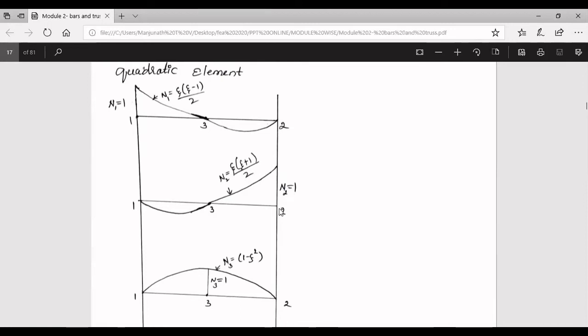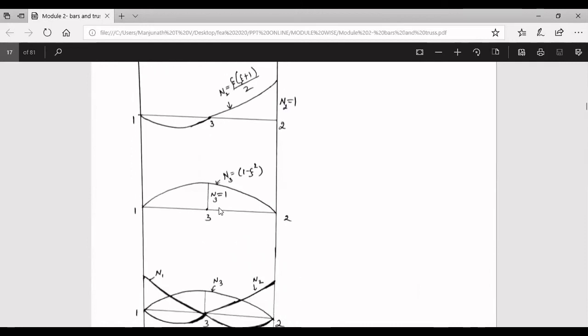Okay, then for the N2 value, as it is 1, it has a shape variation like this. Then, as you substitute the other zeta values, the shape is going to vary like this. For example, if you substitute zeta value as minus 1, then it is going to give 0, so the variation is going to show like this.